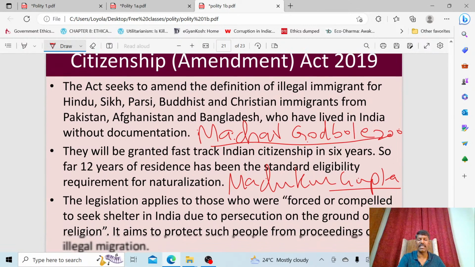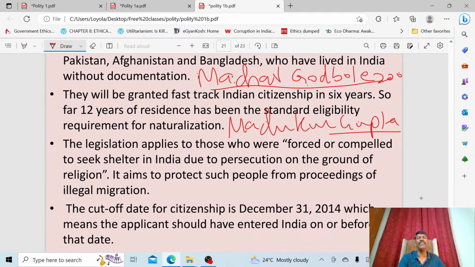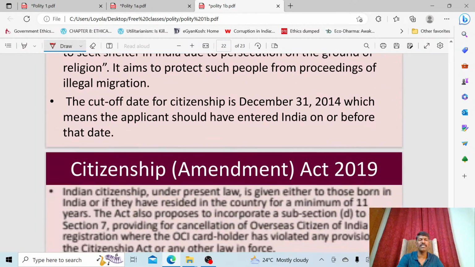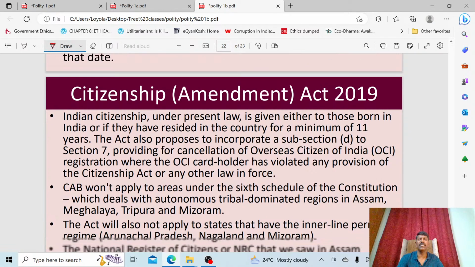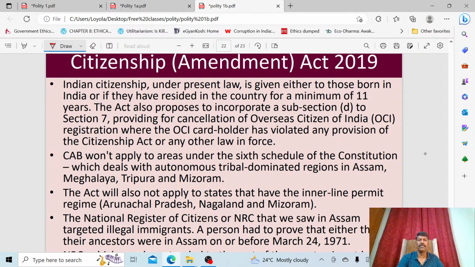So based on this particular initiative, the legislation is also applied to the category of those forced and compelled to seek shelter in India. That is why the persecuted minorities are there. And the cutoff date to apply is 31st December 2014. On the basis of that, people who entered into India on or before that date are eligible to apply. Okay, so based on that, what things are happening inside.